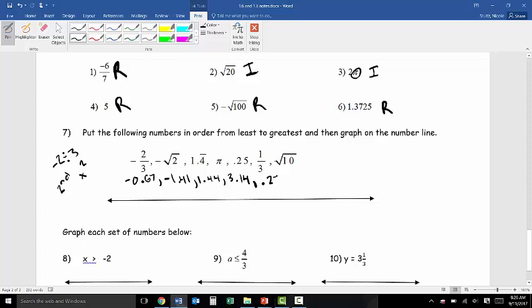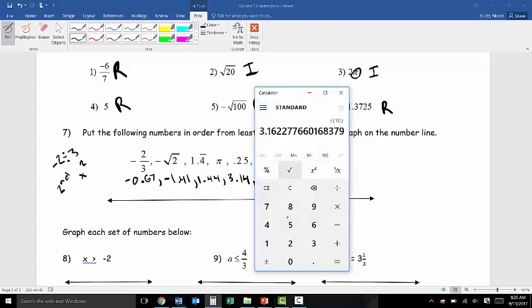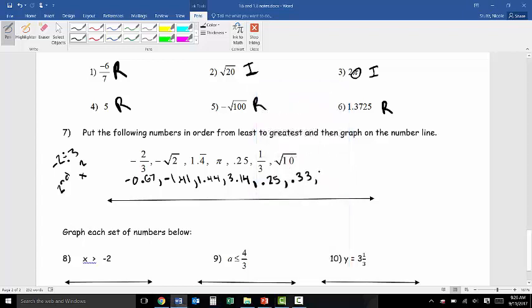0.25 is just 0.25. 1/3 is going to be 0.3 repeating, so I'll write 0.33. And then the square root of 10, I don't know that off the top of my head, so let's find out. It's about 3.16, so it's a little bit more than pi.